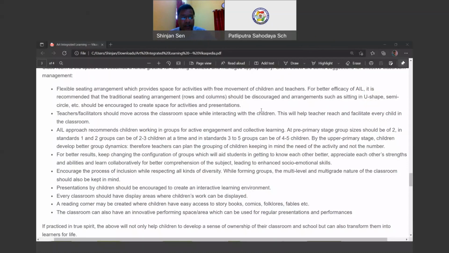Encourage the process of inclusion. Everybody should be included. All means all. While forming groups, the multi-level and multi-grade nature of the classroom should also be kept in mind. Yes, sometimes we do it. Also, it is not always possible. Sometimes the junior section and senior section can be mixed together.